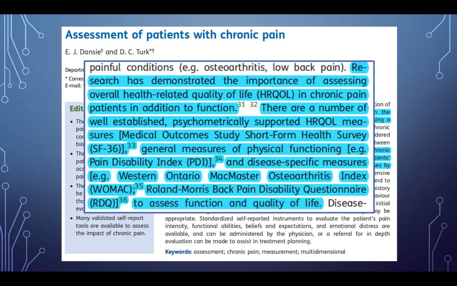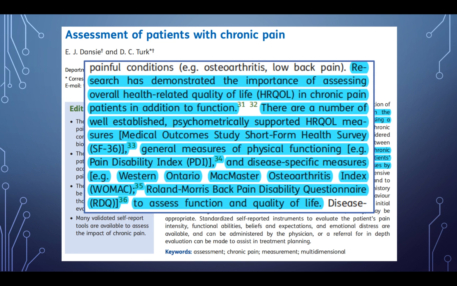So research has demonstrated the importance of assessing overall health-related quality of life in chronic pain patients in addition to function. So there's a number of well-established, psychometrically supported HRQL measures. So the Medical Outcomes Study Short Form Health Survey, that SF36 that people use, I'm sure, in the clinic. General measures of physical functioning. So there's a Pain Disability Index.